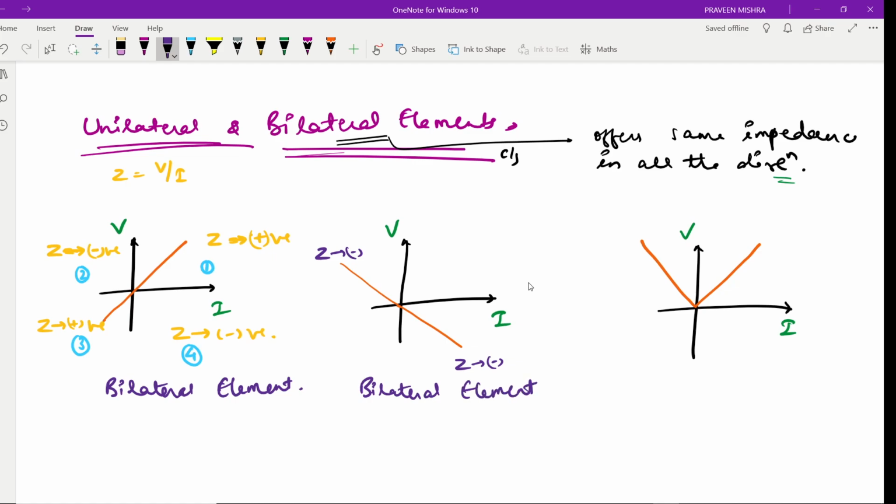If we see this, here Z is positive, and here in quadrant 2 Z will be negative. So which type of element will this be? It will be a unilateral element. Okay, I think it is clear.